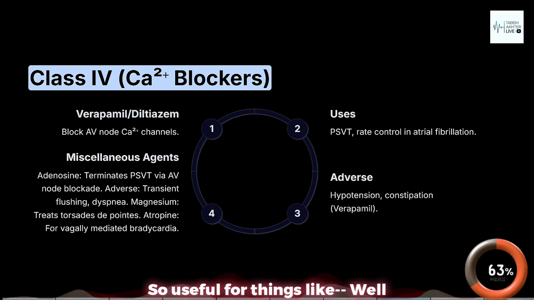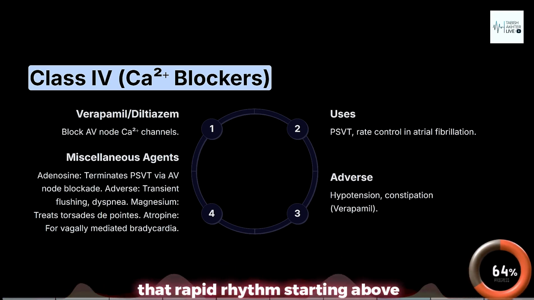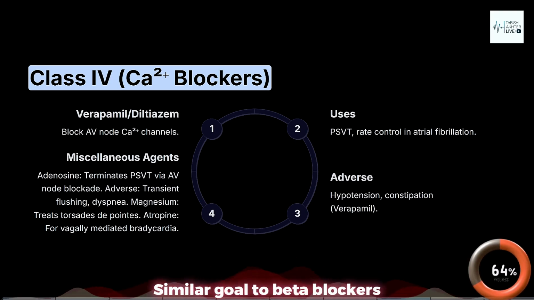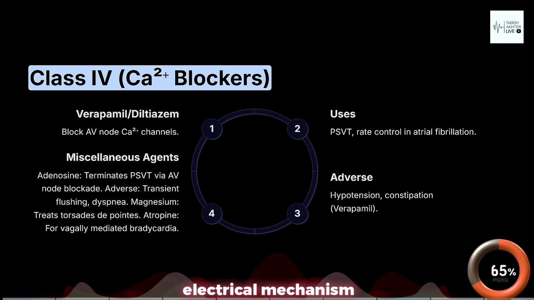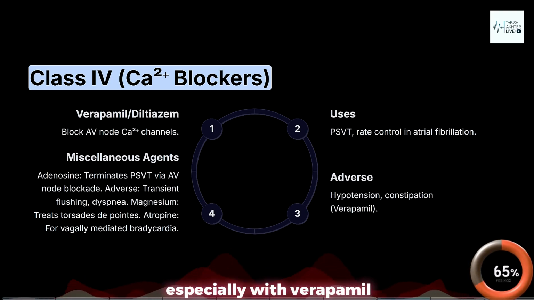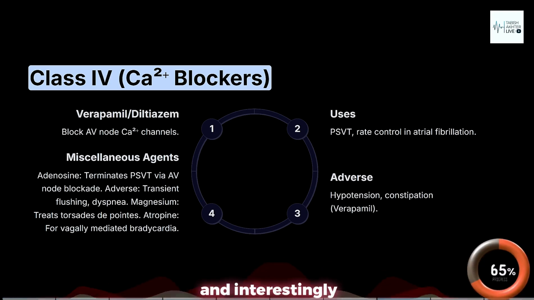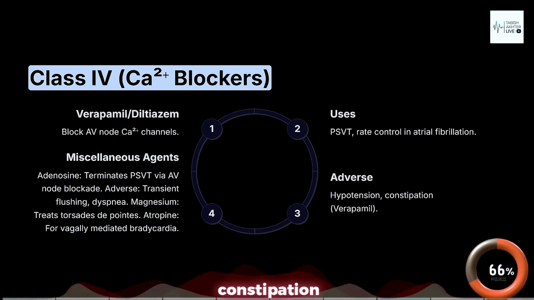So useful for things like... Well, they're effective in treating PSVT, that rapid rhythm starting above the ventricles, and also for controlling the rate at which the ventricles beat in atrial fibrillation, similar goal to beta blockers, but working through a different electrical mechanism. Any particular side effects to watch for? A notable side effect, especially with verapamil, is the potential for low blood pressure, hypotension, and interestingly, constipation can be quite common too. Okay, constipation, that's different.